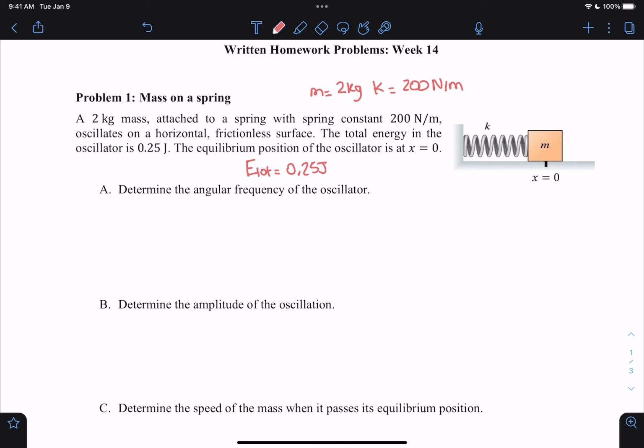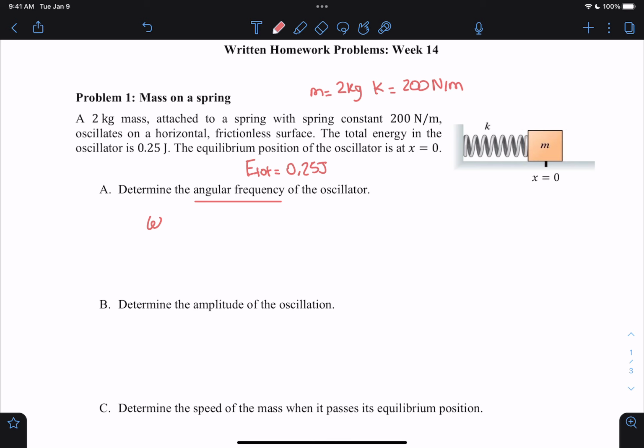Now part A is asking us to determine the angular frequency of the oscillator. Angular frequency, we've seen that term before. It was one of the older chapters with circular rotational motion. We did that around the same week as torque, give or take a week. So angular frequency, if you remember, is omega.